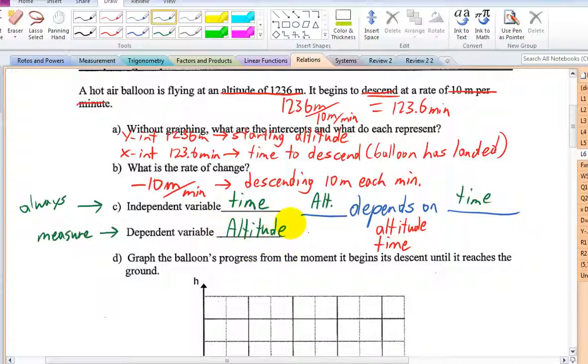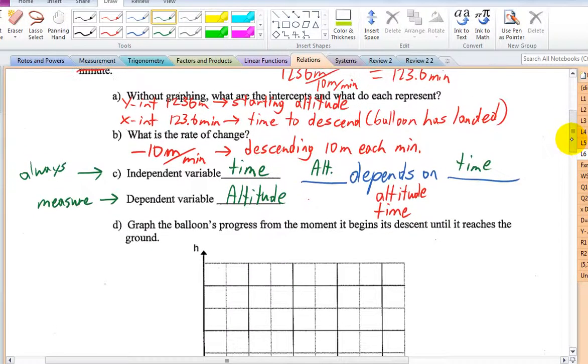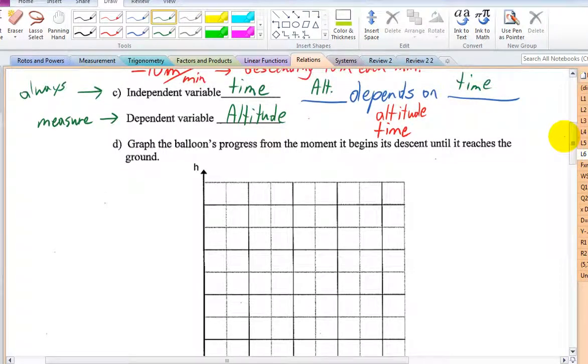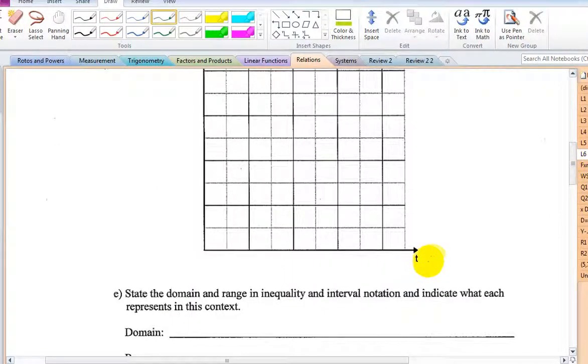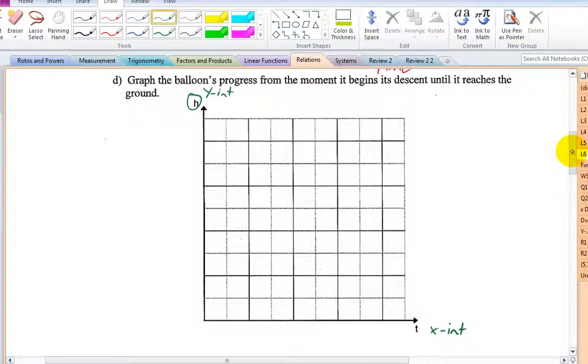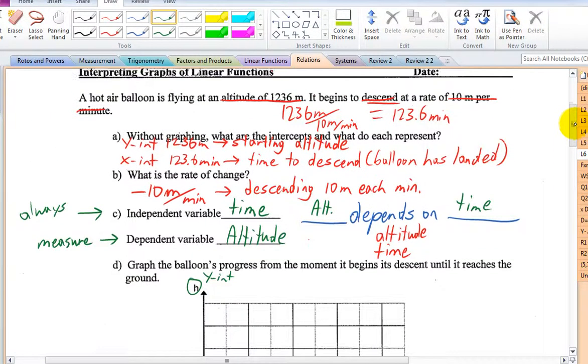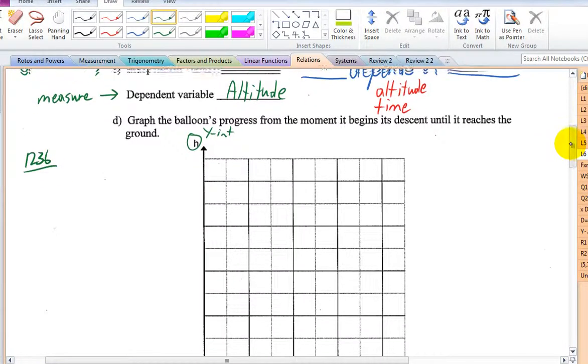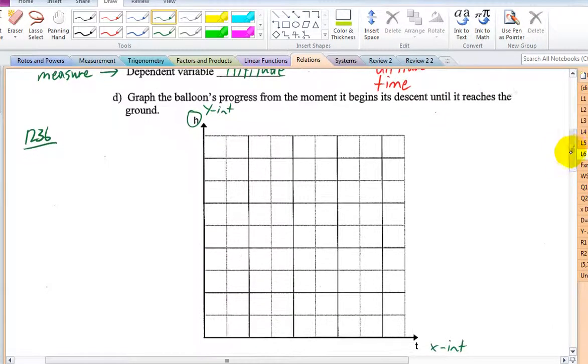Okay. So what we're going to do then is graph this. Now use your intercepts to graph. Here's your height. Use your y-intercept. And this is going to be time. Use your x-intercept. Now first of all, we know that for y, we have 1,236 is our maximum number. Okay, so we have to divide that by how many squares we have. So please count the squares.